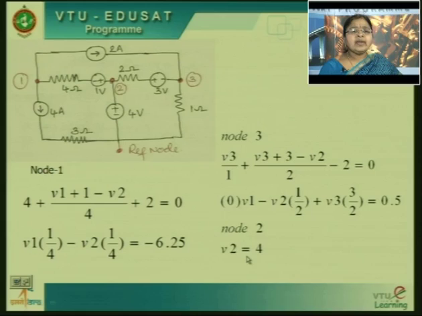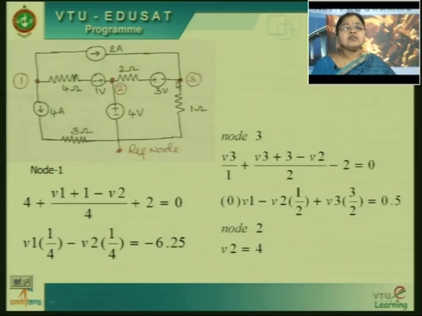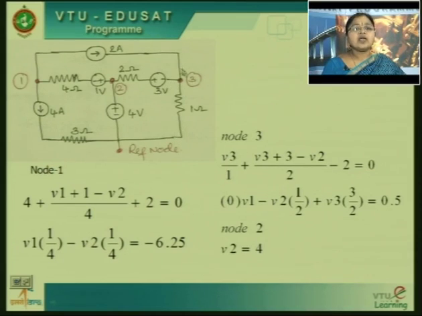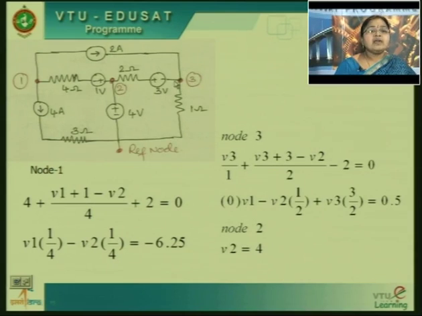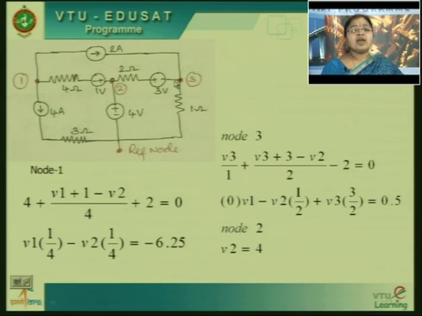I do not need to write any equation. I do not need to write the current flowing through this branch or through this branch. Nothing, because I know the voltage here. So, directly I can write V2 is equal to 4. Then next comes the equation at node 3. Let us see what is connected at node 3. 3 branches are connected: this is the first branch, second branch and third branch. So, I need to write whether the current is entering or leaving, everything I have to write.